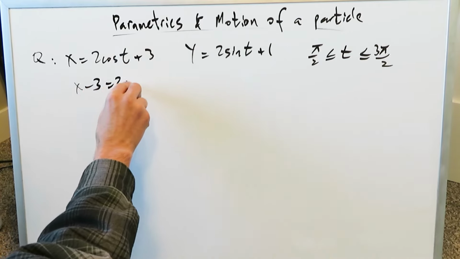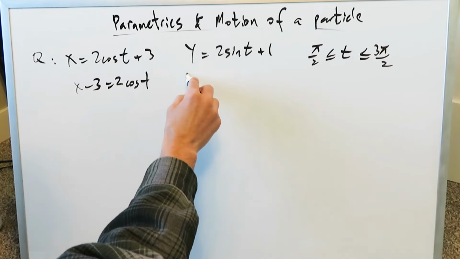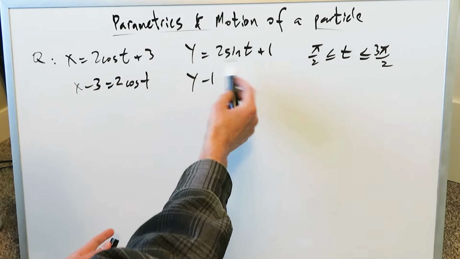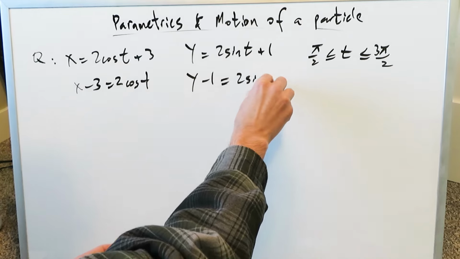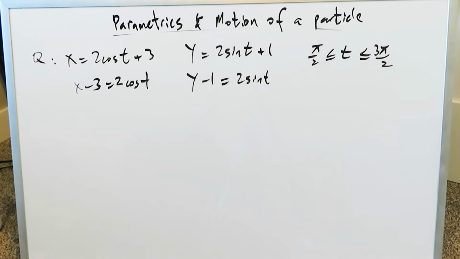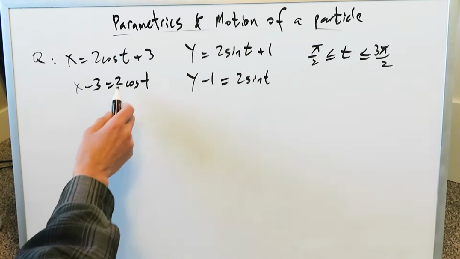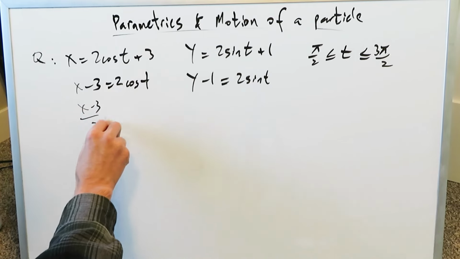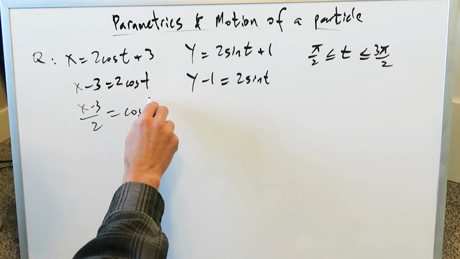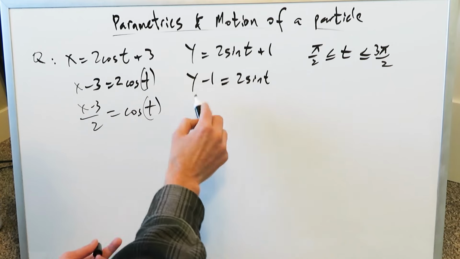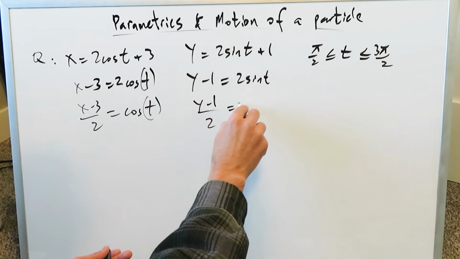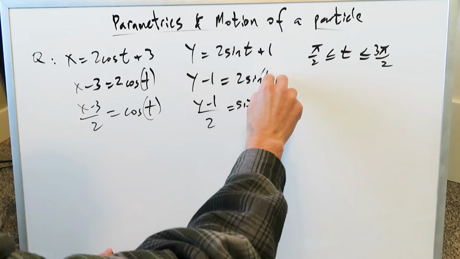x minus 3 is equal to 2 cosine t. I'm doing exactly the same here, taking the constant over there: y minus 1 equals 2 sine t. Now take the coefficients on the other side. I have x minus 3 over 2 is equal to cosine t. You know, we can parenthesize the t, but we don't have to. And we have y minus 1 over 2 equals sine t.